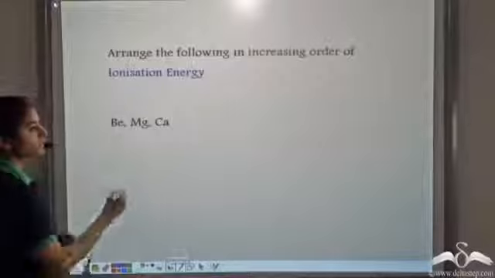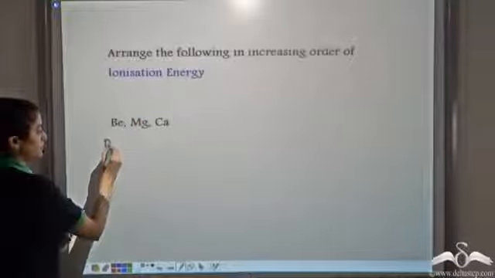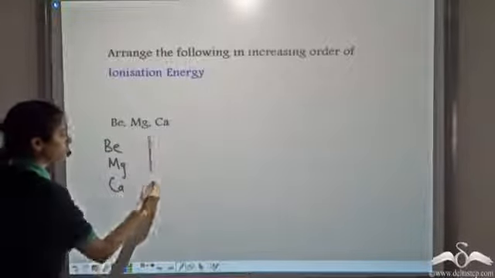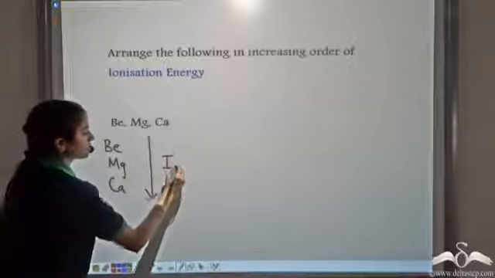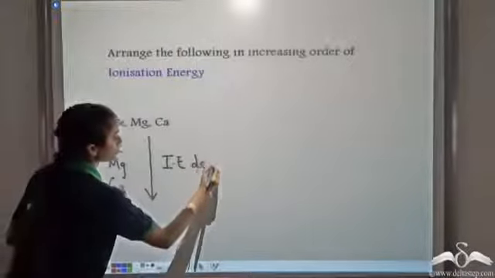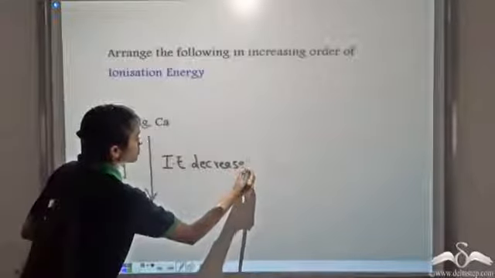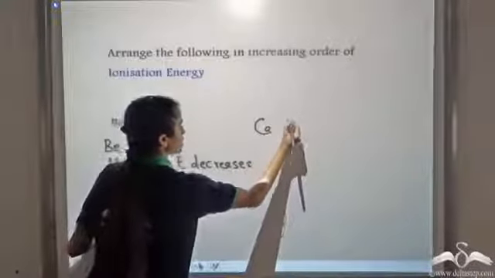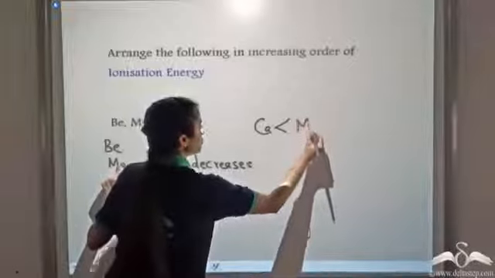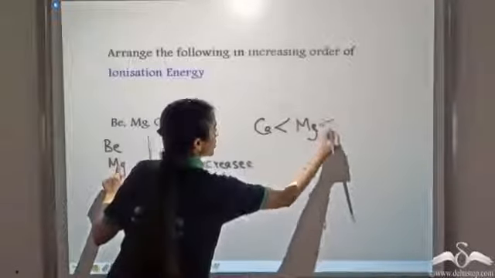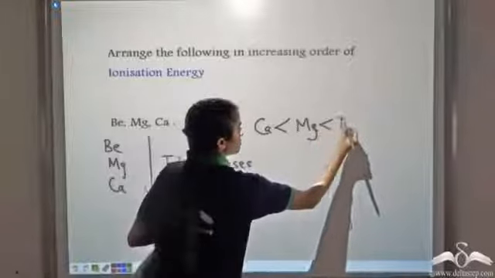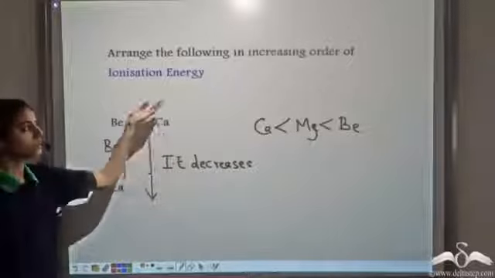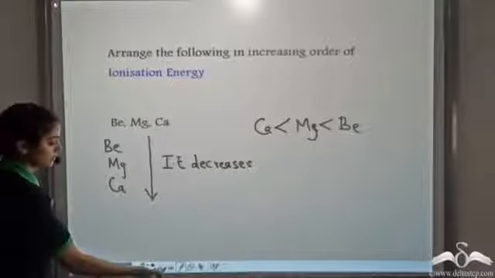So to answer our question, we know that these lie in a particular group. So from top to bottom, we know ionization energy decreases. And so we have calcium, its ionization energy is lesser than magnesium, and its ionization energy is less than beryllium. So this is how we arrange beryllium, magnesium and calcium in the increasing order of their ionization energy.